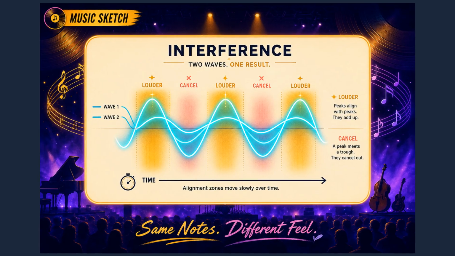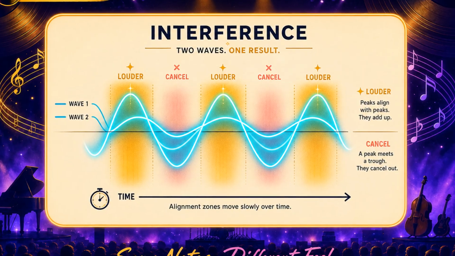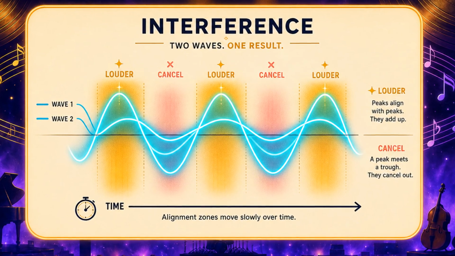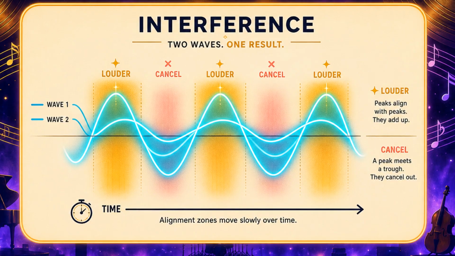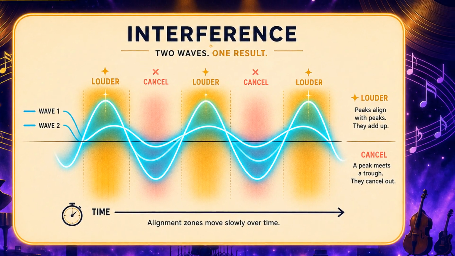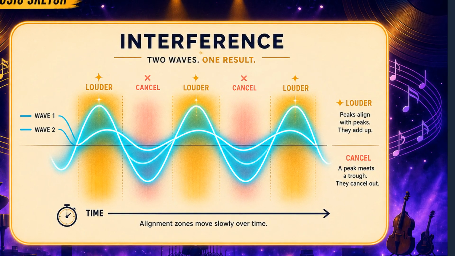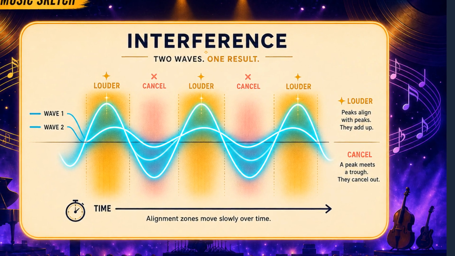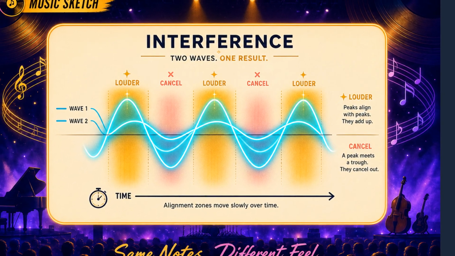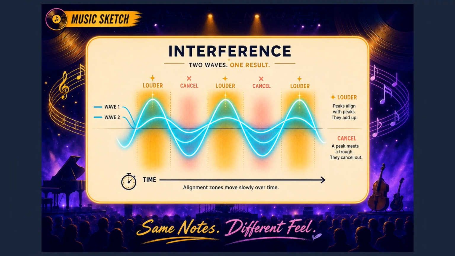Add two sound waves. Where peaks meet peaks, they sum louder, constructive interference. Where peak meets trough, they cancel, destructive interference. Almost the same frequency means that alignment slowly walks across the wave, creating a repeating loud-soft pattern in time. A scope shows it. Your skin can feel it on a loud subwoofer.